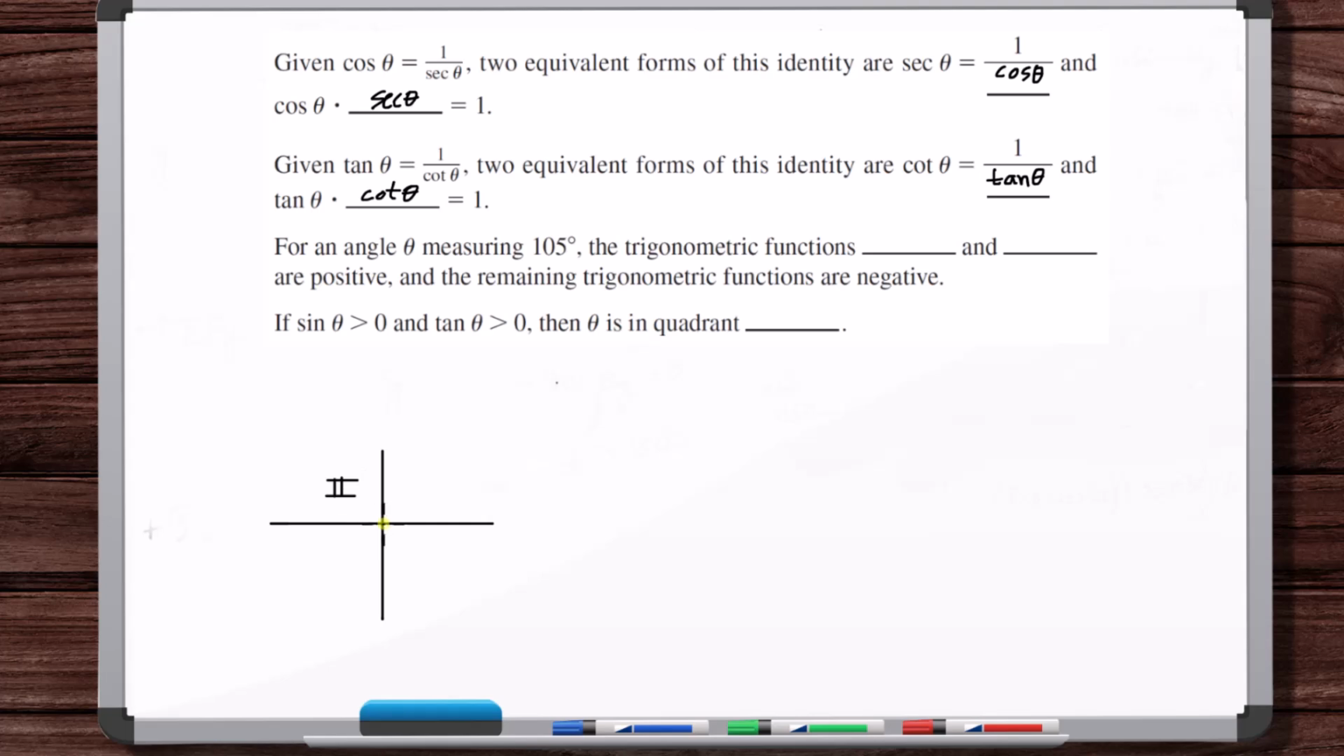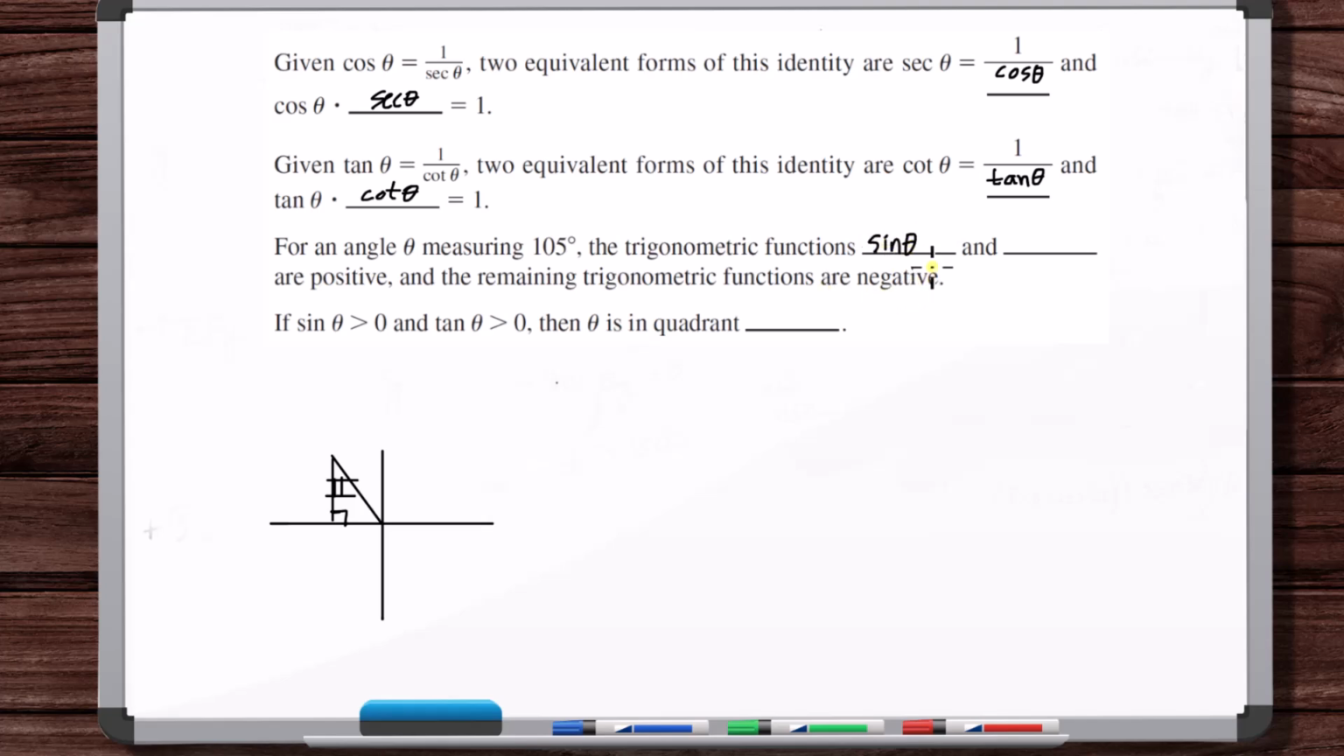Any right triangle, this leg here, the y leg, is always perpendicular to the x-axis. And so with that, you can see what the signs of the legs are going to be. The hypotenuse for any quadrant is always positive, but you can see the legs are going to have a negative x and a positive y. So which trig functions are positive? Well, opposite over hypotenuse, sine theta.